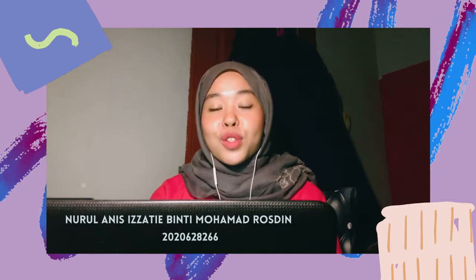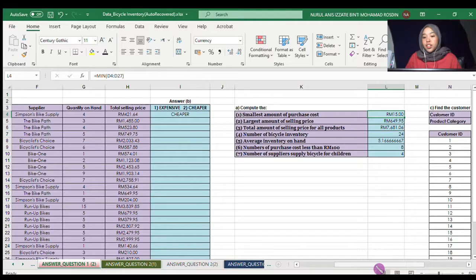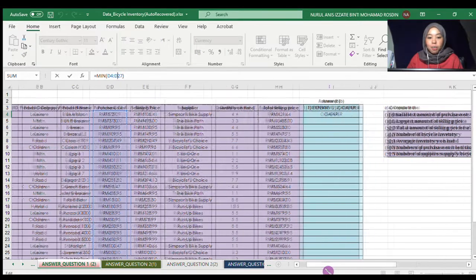I'm from GBC 2423A. So today I'm going to explain about lab assignment 1. Let's start. So the first one is the smallest amount of purchase cost. I'm using equal to min, and then I drag the range of purchase cost and enter.